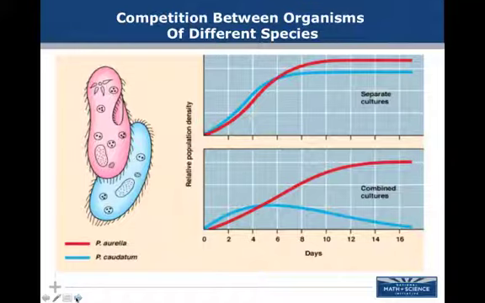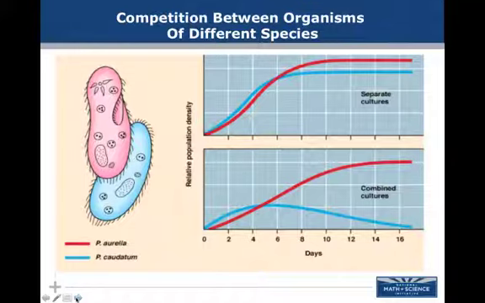So these are two different types of paramecium, and they exist in the same niche. In the first graph, you're seeing them in separate cultures. So they're in separate areas where they have their own habitat and their own food supply, and everything's good. As you can see, they're roughly similar in how they grew exponentially and then leveled off. But look what happens in the second graph when we put them in the same culture.